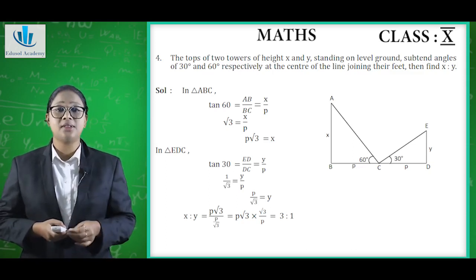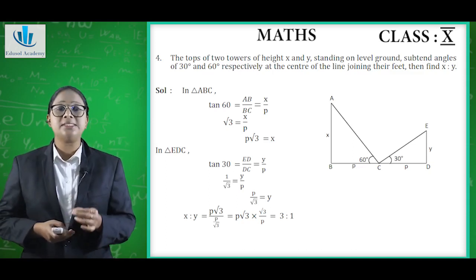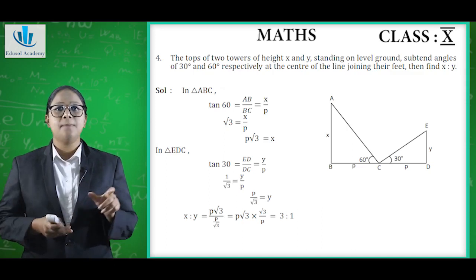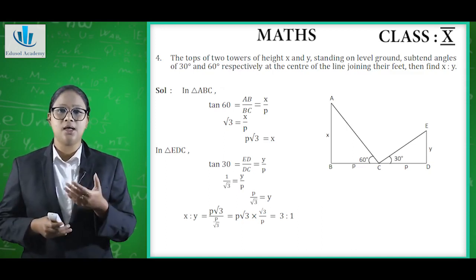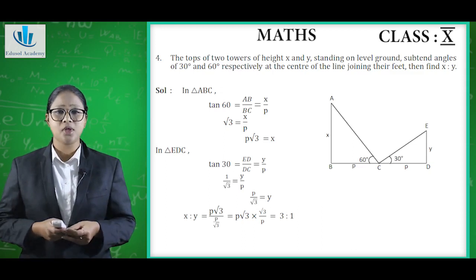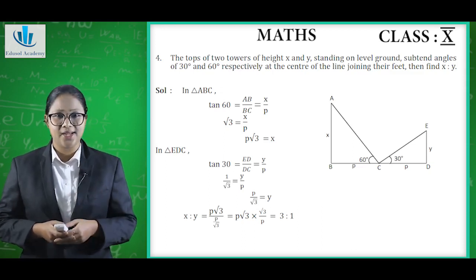And the important thing that we have to remember is that C is the midpoint of BD. So we can take BC and CD as some variable. I am taking P here. So we get two right triangles. Let's take the first right triangle.